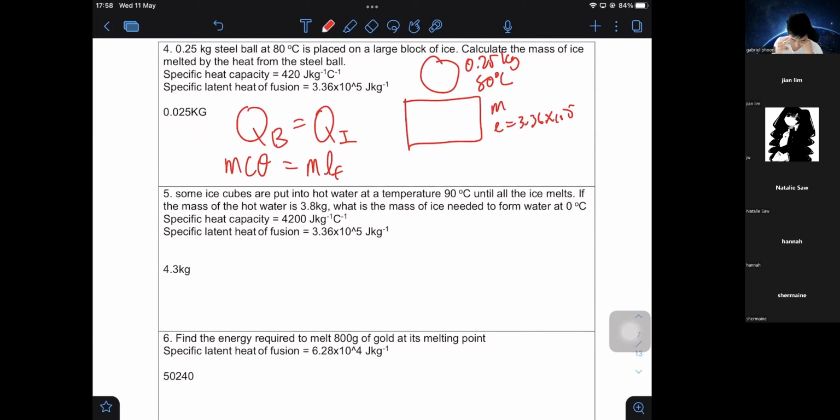Some ice cubes are put into hot water at 90 degrees Celsius until all the ice melts. If the mass of the hot water is 3.8 kg, what is the mass of ice needed to form water at 0 degrees Celsius? Yet again, thermal equilibrium law, right? The energy from the water is transferred to the ice, which yet again is going to be Q of the ice cube equals Q of the hot water, right? In this case, it will be mc theta equals mLf. Same thing also, we're looking for the m here, which is mc theta divided by Lf. Substitute everything in, most likely you'll get the answer. You understand what I'm talking about?